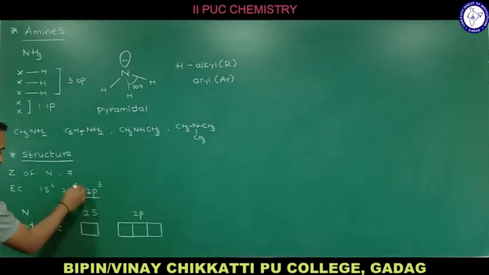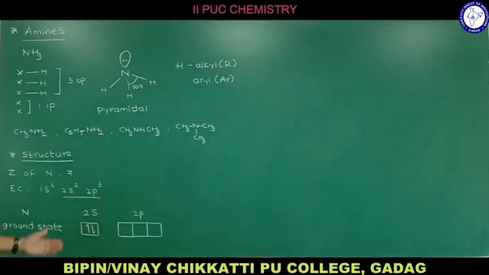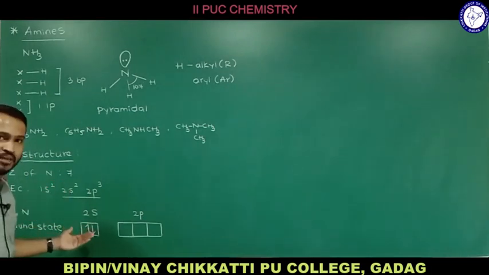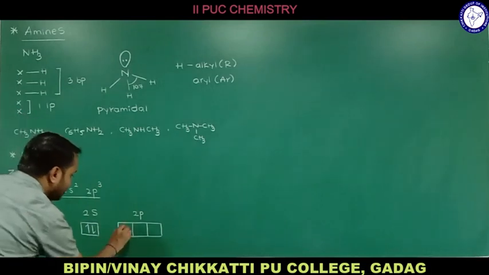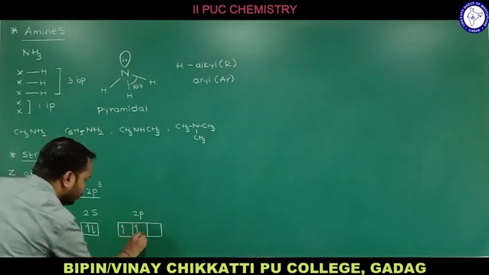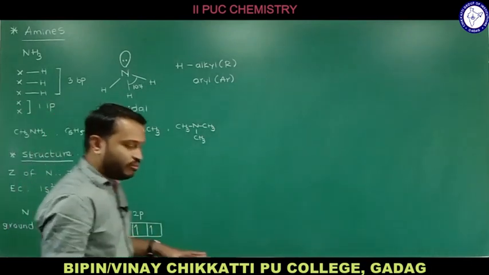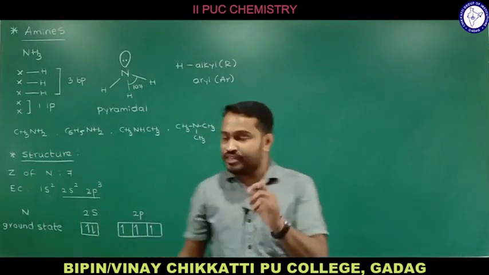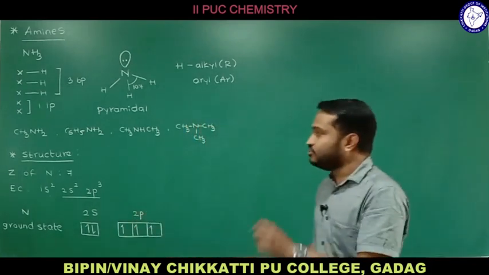In the 2s we have 2 electrons. According to Pauli's exclusion principle, electrons of opposite spin can only be paired. We know that. In the 2p3, we have 3 valence electrons, and according to Hund's rule, you are supposed to fill the electrons so that all the atomic orbitals contain 1 electron each. So this is the electronic configuration of nitrogen in ground state.